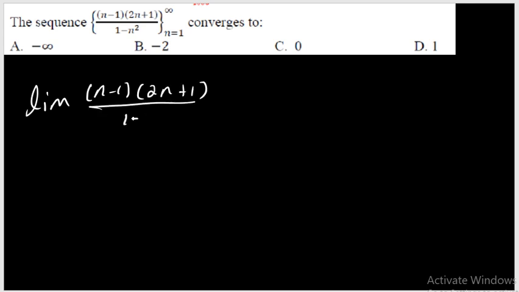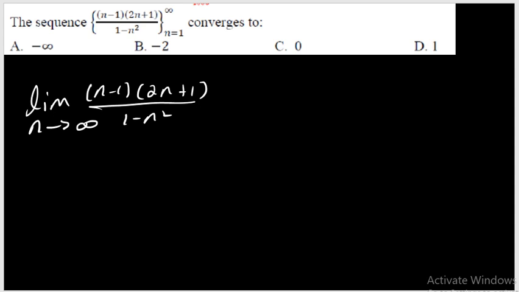Next one, the sequence you see here in the brace converges to S. That means, in another way, we are going to find the limit of this sequence, that is (n minus 1) times (2n plus 1), the whole over (1 minus n square). We'll find the limit of this sequence as n goes to infinity. So as n goes to infinity, what will be the outcome?